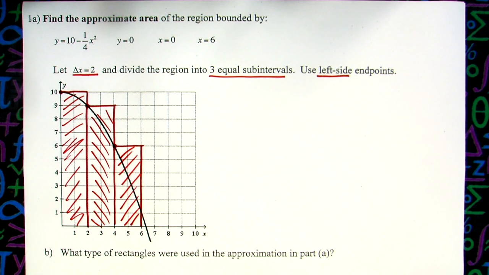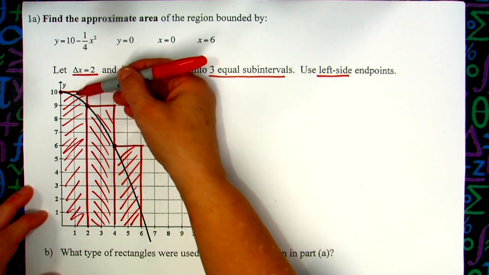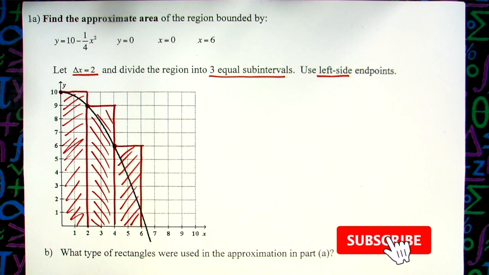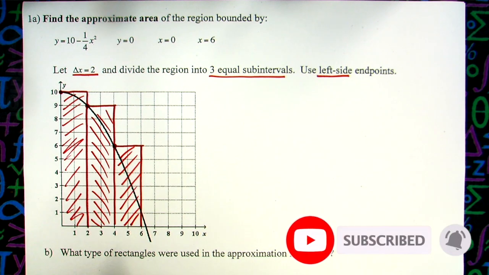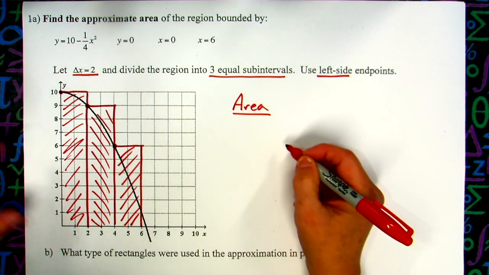All right, so obviously we can tell if I take the area of each of these 3 rectangles, I'm going to have an overestimate. Sometimes they will ask you to identify over or under estimates as well. But let's just go ahead and calculate the area now based on the area of these 3 rectangles.